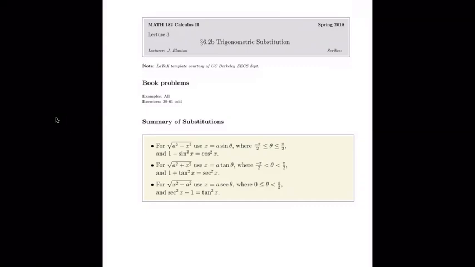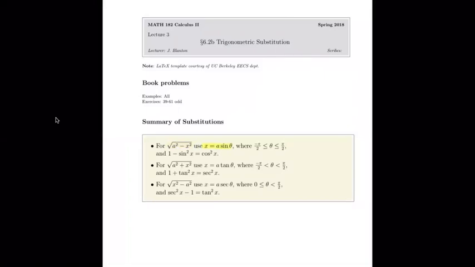So if we look at the table given on this page, we'll have three different forms that we'll be able to address with this method. And all of them involve a square root, but the first is the square root of a squared minus x squared. A is some constant, some real number, and x is our variable that we're integrating with respect to. If we have this form, we'll use x equals a sine of theta as a substitution.